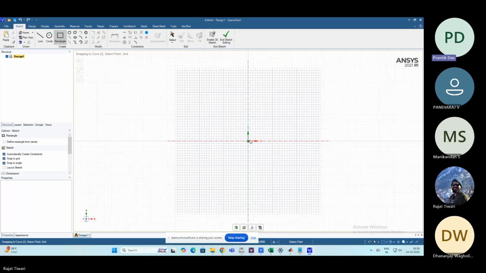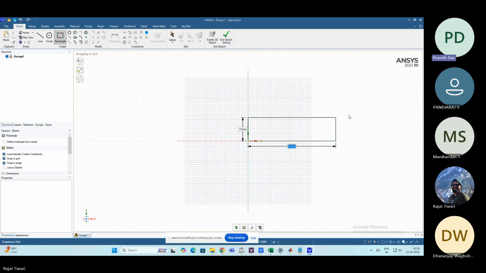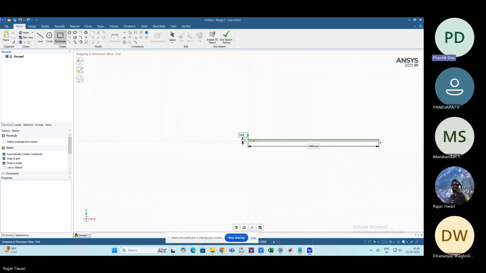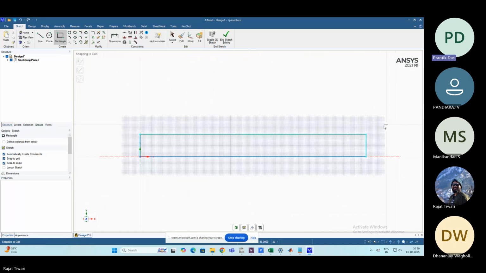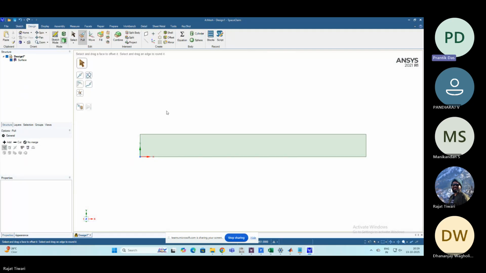So what I'm doing is making a domain of about 1000 millimeter by 100 millimeter, a rectangular domain like this, a rectangular slab itself. Then if I go to this one, this actually becomes a plane. This one is your wall. If I go to the selection itself, this one is a wall, this one is a wall, this one is an inlet, and this one is the outlet.